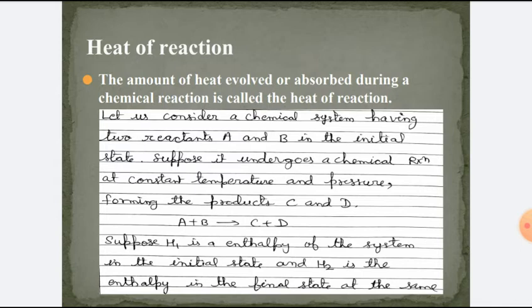Let us consider a chemical system having two reactants A and B in the initial stage. Suppose it undergoes a chemical reaction at a constant temperature and pressure, forming the products C and D. Suppose H1 is the enthalpy of the system in the initial state and H2 is the enthalpy in the final state at the same temperature and pressure. Then delta H will be equal to H2 minus H1.